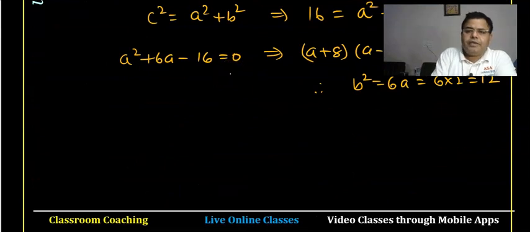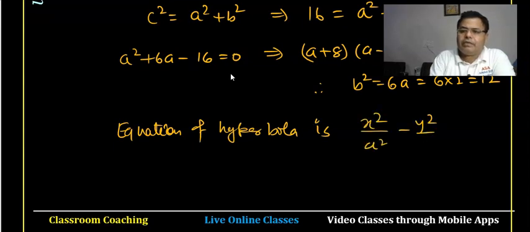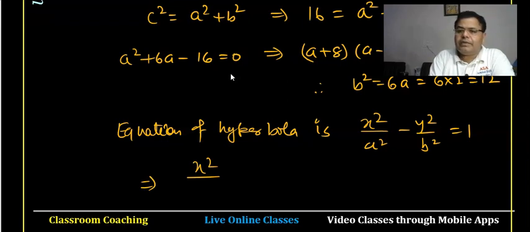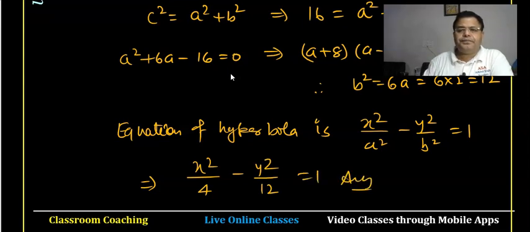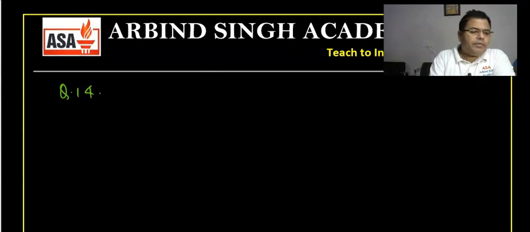So the equation of hyperbola is x square by a square minus y square by b square is equal to 1, and that is x square by 4 minus y square by 12 is equal to 1. That will be the answer of this question. Now question number 14. So we can have question number 14.